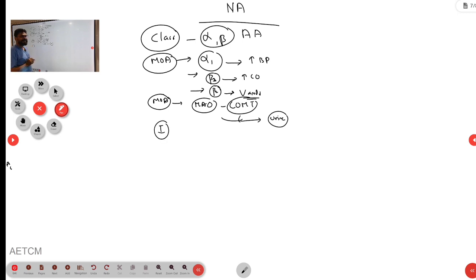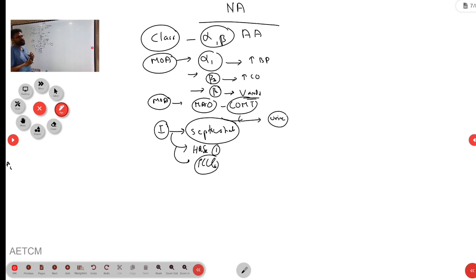Now we come to the indications of noradrenaline. The utmost indication of noradrenaline comes in the setting of septic shock. It can also be used in other vasodilatory states. It can also be used in hepatorenal syndrome type 1 and in AKI. It can be used in post-cardiac arrest shock also.